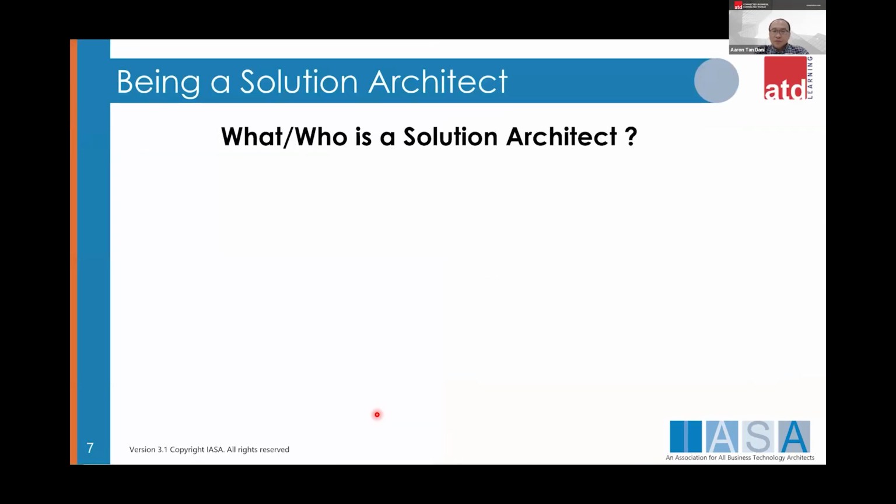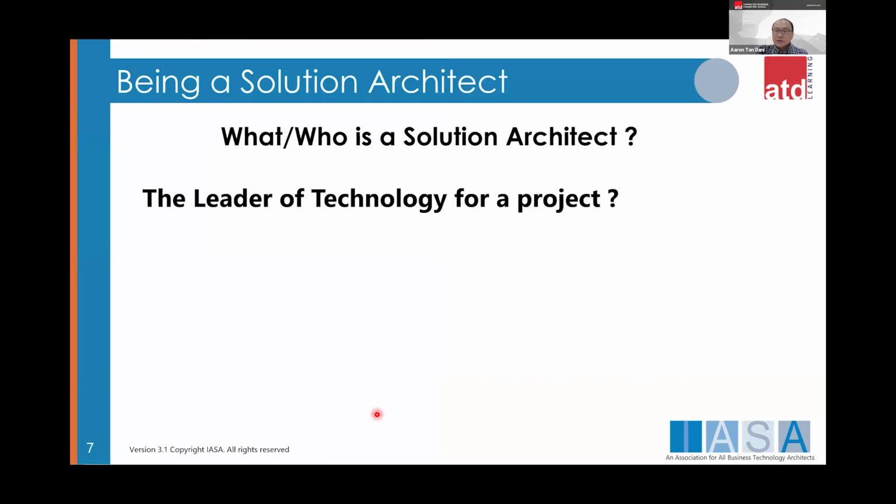Now the next one, we are going to present what actually a solution architect is. If I'm a solution architect, who am I? What am I supposed to do? Am I the leader of technology for a project? Because every project requires a signatory. Does someone sign the architecture? Am I the one who signs? So what happens if after I sign, something goes wrong? Am I liable? Something that we really need to know.